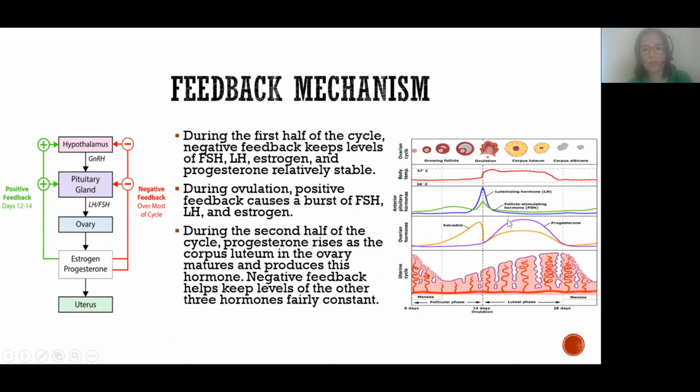On the second half of the cycle, you see that progesterone rises because of the corpus luteum. It's the one that increases the production of progesterone. And negative feedback maintains the amount of the rest of the hormones, FSH, LH, and estrogen. So only progesterone rises because of the corpus luteum.